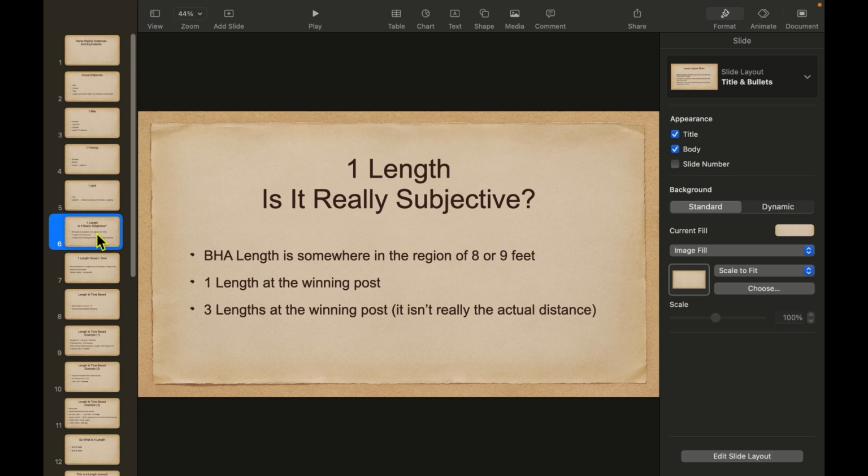So, a length is actually different to any of what I've just mentioned. A length at the winning post is not the same as lengths after the winning post. So you would think 3 lengths after the winning post, if you get beat by 3 lengths, it would be 3 times the length at the winning post. And it isn't really. And here's why.